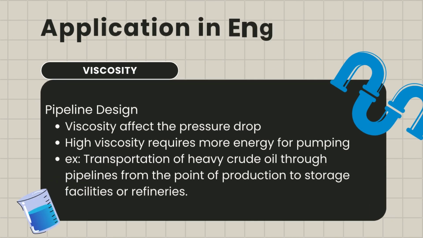In pipeline design, viscosity affects the pressure drop required to transport fluids. High viscosity requires more energy for a higher pump power to move through pipelines. For example, transportation of heavy crude oil through pipelines from the point of production to storage facilities or refineries.